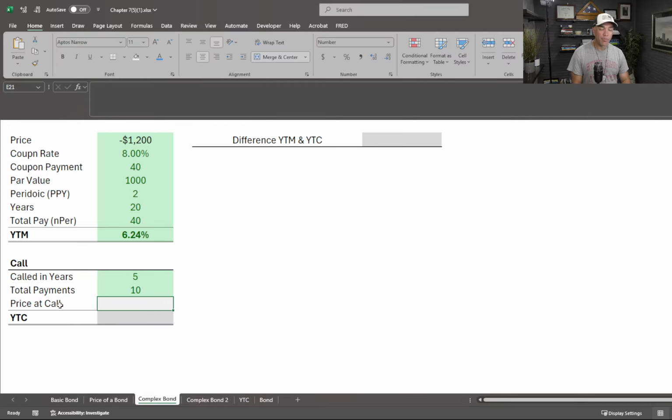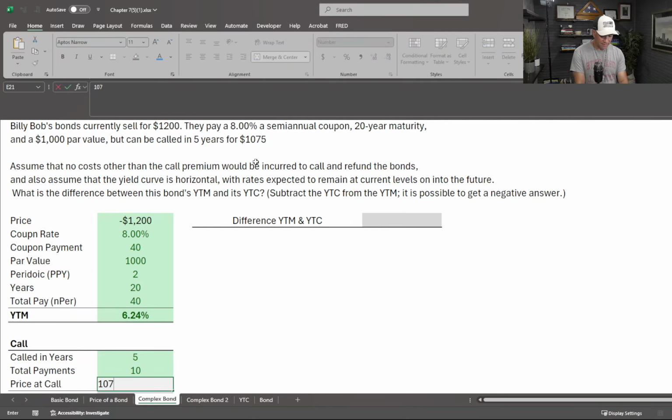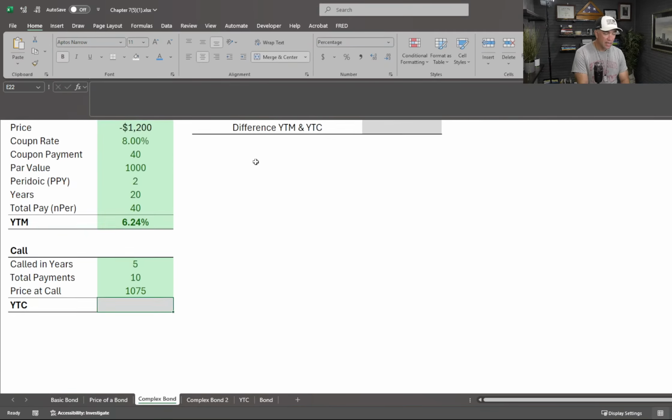And then what is the price to call? Well, that's the 1,075. Now we could plug and find out what that is. Keep in mind, this is a semi-annual payment, so this is going to be the interest rate every 6 months. So I'm going to say equals rate. So now what we're going to look at, what is the total number of payments? Well, if they call it, it's only 10, comma.